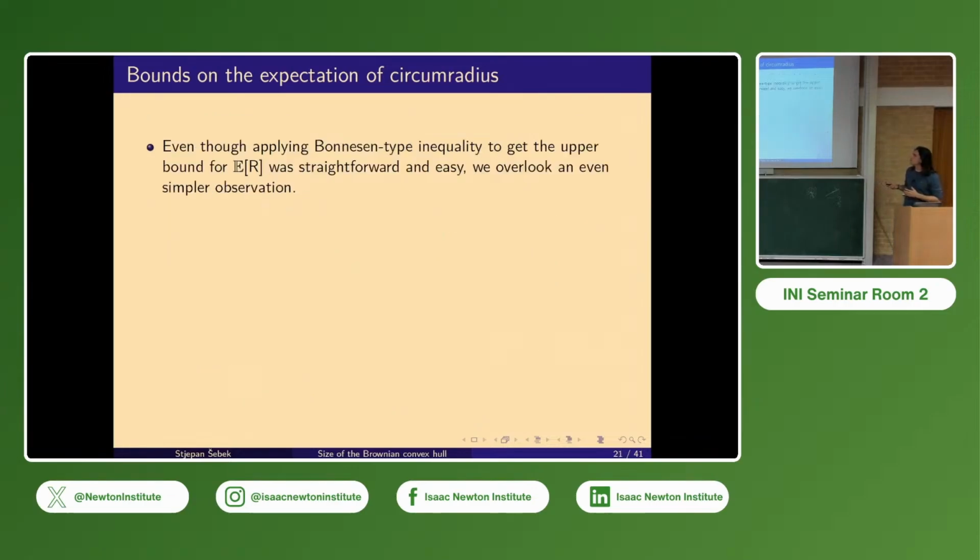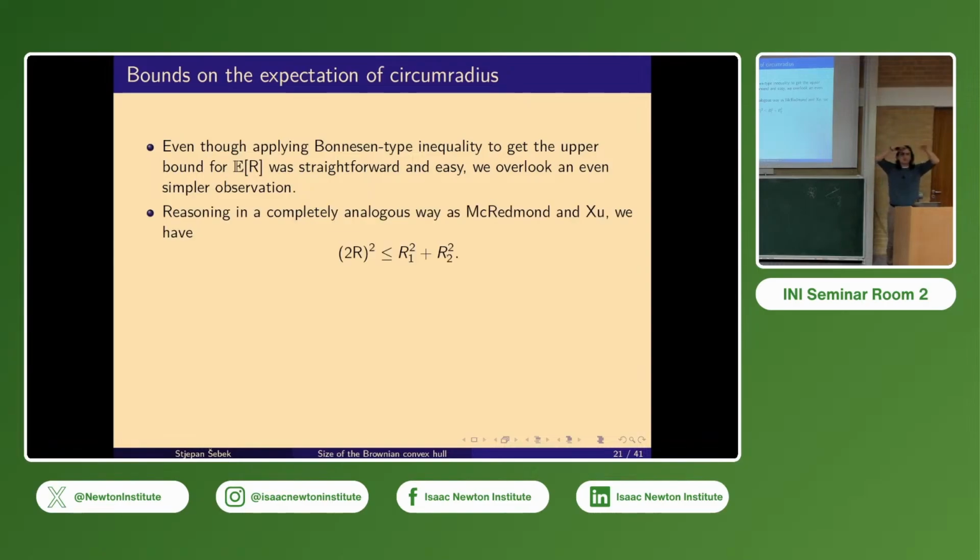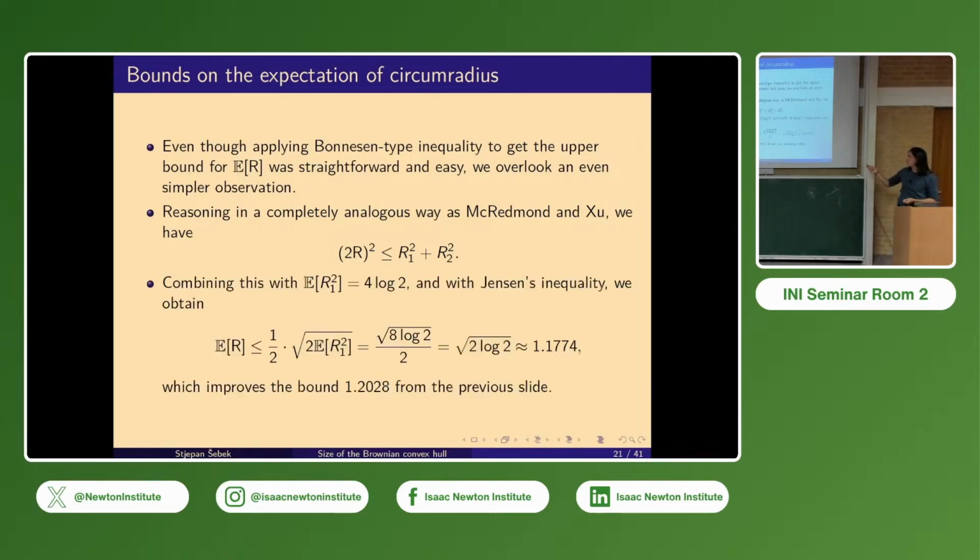But I don't know how and why we overlooked that just the same argument again as in the paper by McRedmond and Shu, that we can just squeeze our hull inside this rectangle. So of course, 2 times our circumradius is smaller than the diagonal. Already this simple observation, that 2 times the circumradius is smaller than the diagonal of this rectangle that I showed several slides ago, actually improves the upper bound to this 1.1774. So this is one stupid thing we missed, and the improvement now appears in the newer version.